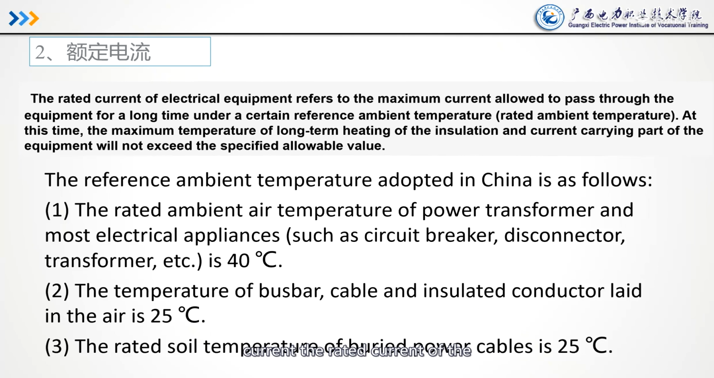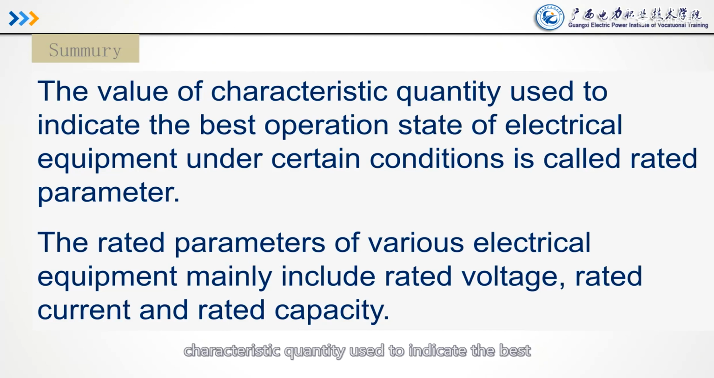current. The rated current of the electrical equipment refers to the maximum current allowed to pass through the equipment for a long time under a certain reference ambient temperature. At this time, the maximum temperature of long-term heating of the insulation and the current carrying part of the equipment will not exceed the specified allowable value. Now, the summary of this chapter is that the value of characteristic quantity used to indicate the best operation state of electrical equipment under certain conditions is called rated parameters. The rated parameters of various electrical equipment mainly include rated voltage, rated current, and rated capacity.